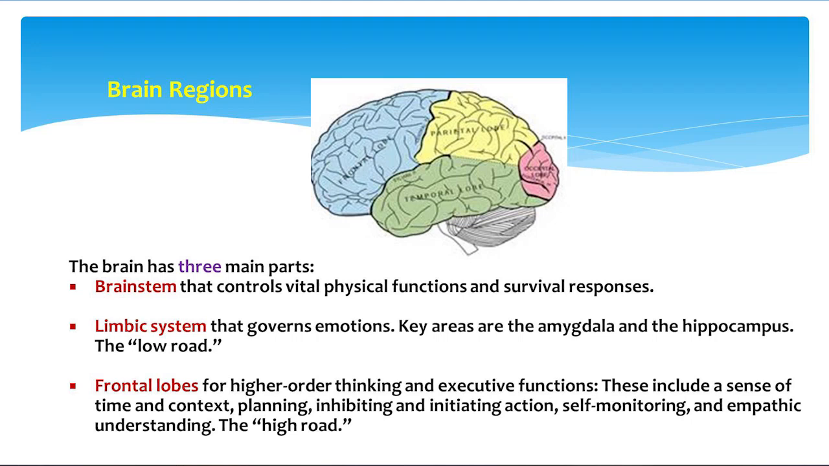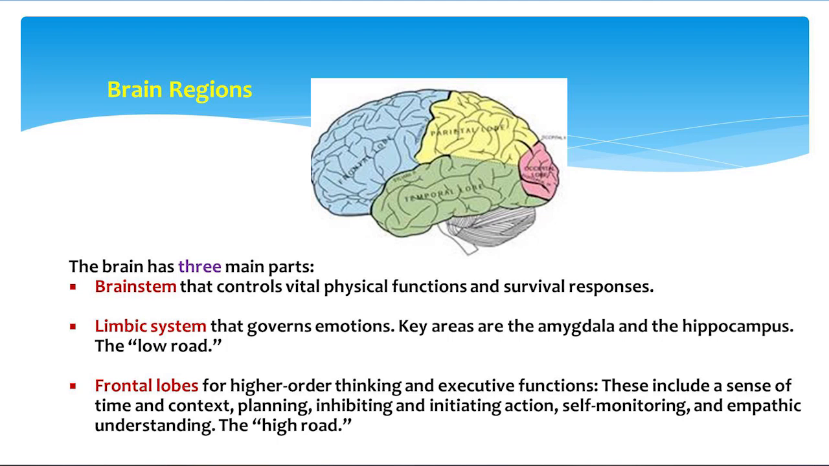If we think about the brain in three sections, we're going to start with the brainstem, which is the lowest level, the most primitive part of our brain. From an evolutionary standpoint, we share the brainstem with all living creatures. So the brainstem controls our vital physical functions and our survival responses. Our automatic responses such as breathing and sleep regulation are all related to the brainstem.